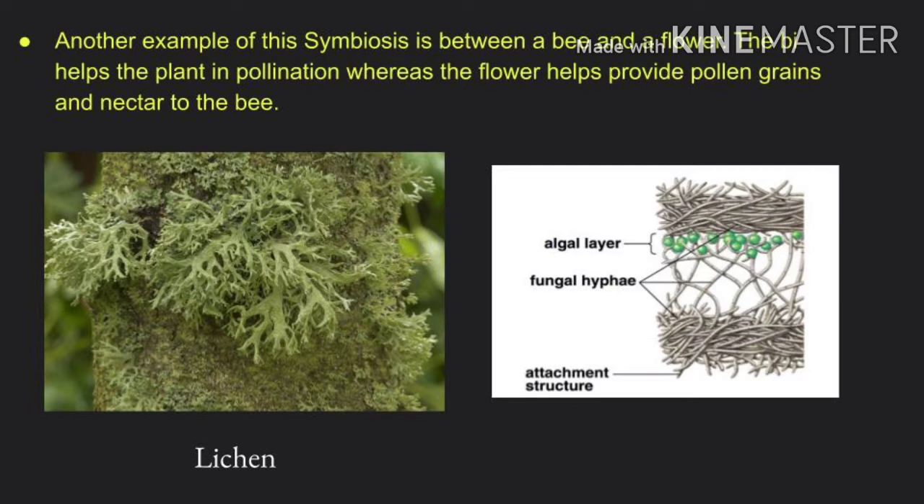Now, the flower helps provide pollen grains and nectar to the bee. Bees require nectar and pollen grains as nutrition. You've seen bees sitting on flowers. So this is also an example of symbiosis. Now you can see the photo of lichen, and I've shown you a simple diagram where you can see how the algae and the fungus coexist together. Okay, so you can see this to understand.